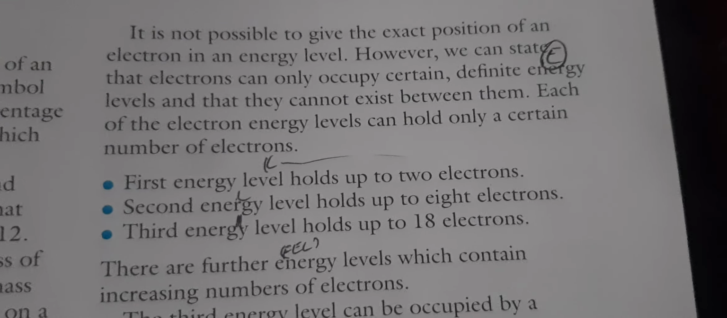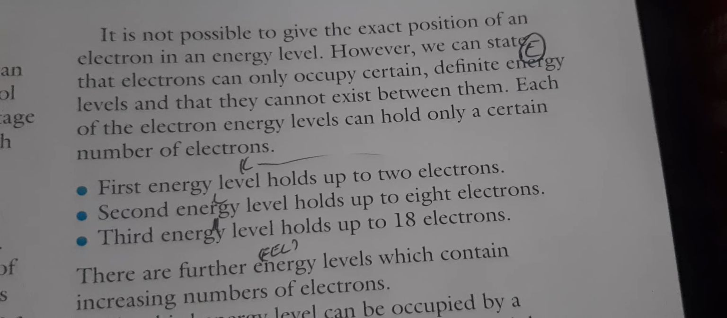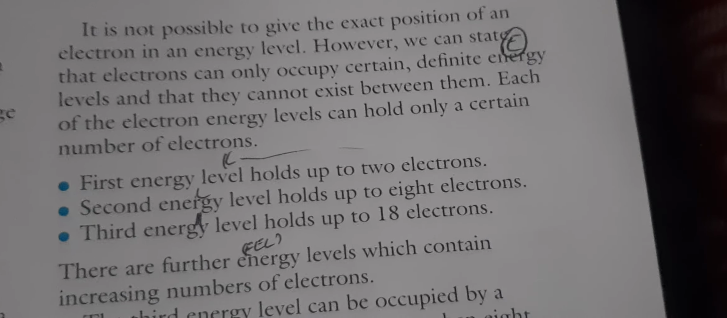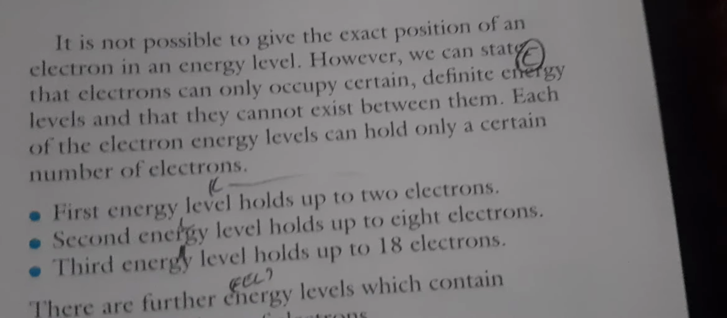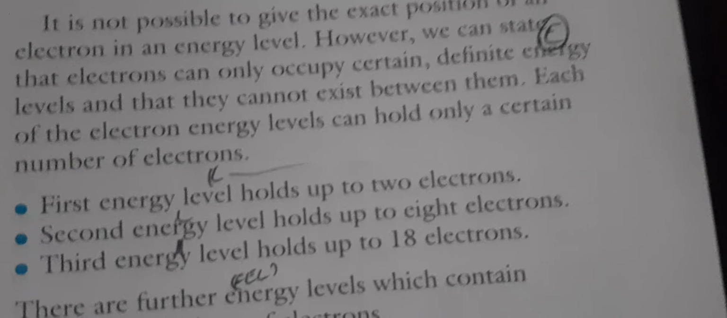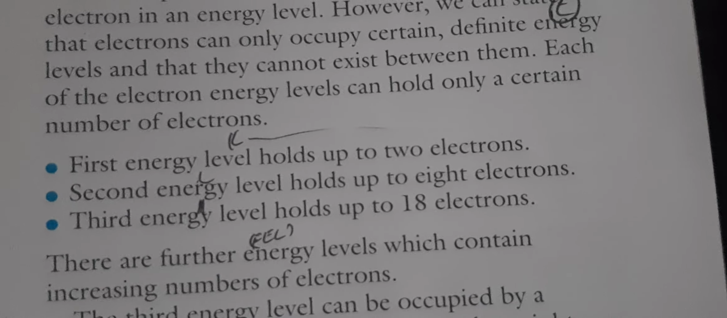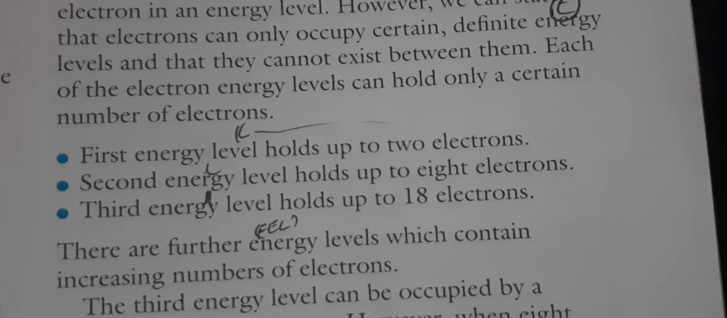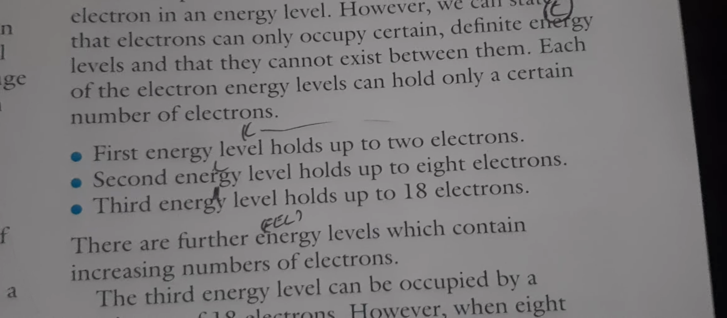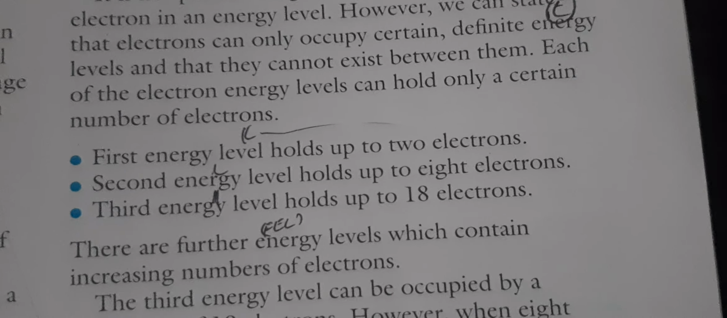We don't have the exact position of an electron in an energy level. We say that the place where there is a greater probability of finding an electron around the nucleus, we call that place a high percentage of electron. We have that place as the energy level of an electron, or orbit. However, we can say that electrons can only occupy certain definite regions, or levels, and that they cannot exist between them. Each electron energy level can hold only a certain number of electrons.